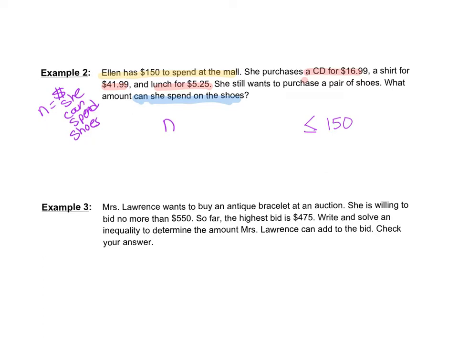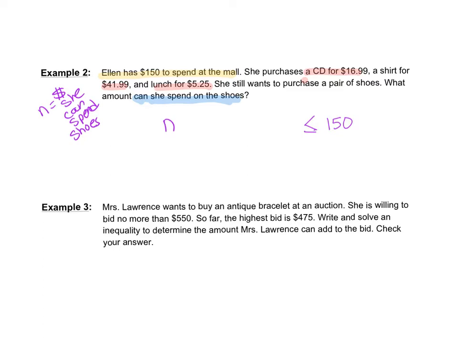Now, if we took tax into account, then it would just be less than, because you got to make sure that you have enough. But it's less than, because the amount of money you have to spend is $150. That means you have to spend less than or equal to $150. So that amount that she totally spends has to be less than or equal to $150.